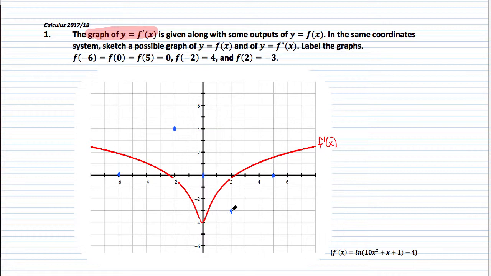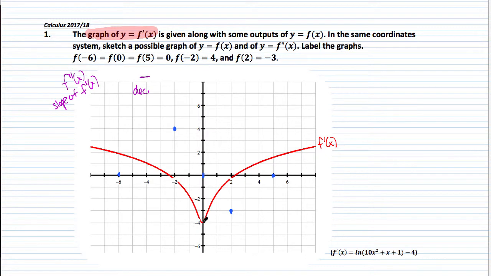The question is, how are they connected? Just like we did in class, I'm going to start by talking about f double prime. When I'm talking about f double prime, I'm looking at the slope of my f prime of x function, so I'm going to talk about the slope of this red line. For this entire section on the left, it is a negative slope, and that negative slope is decreasing.